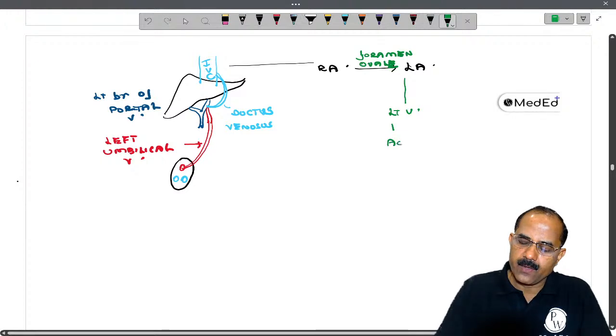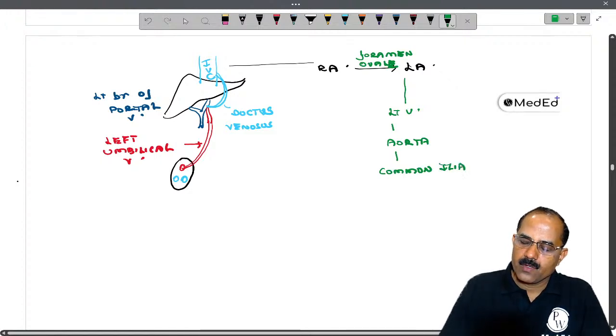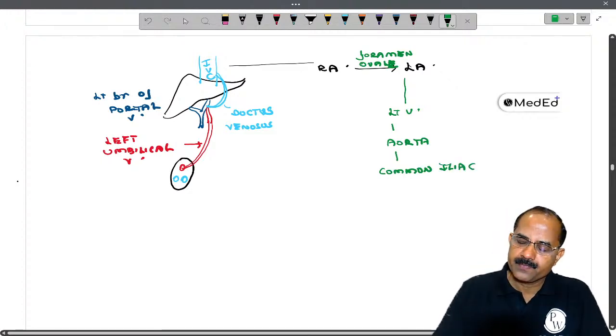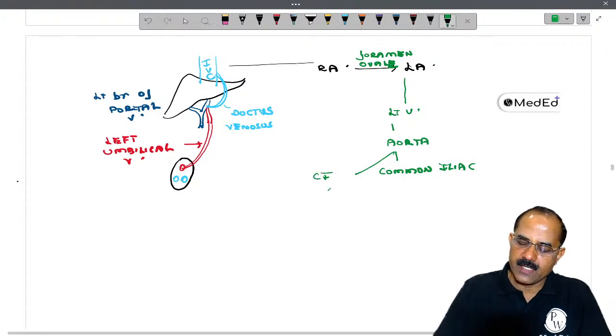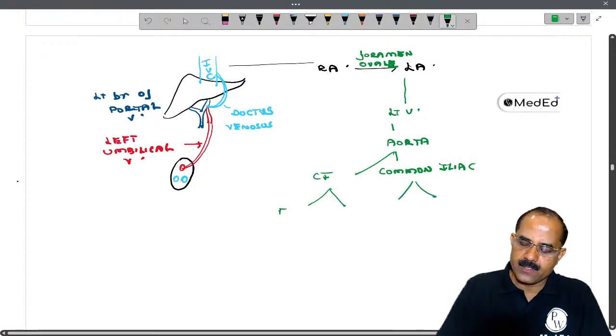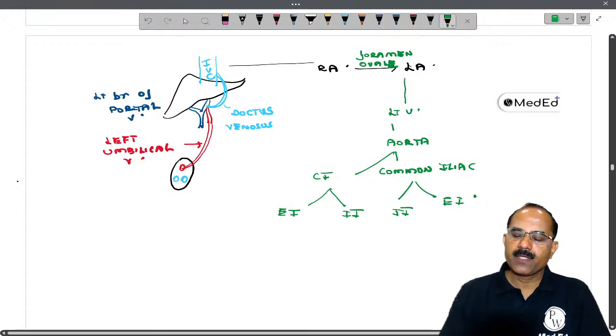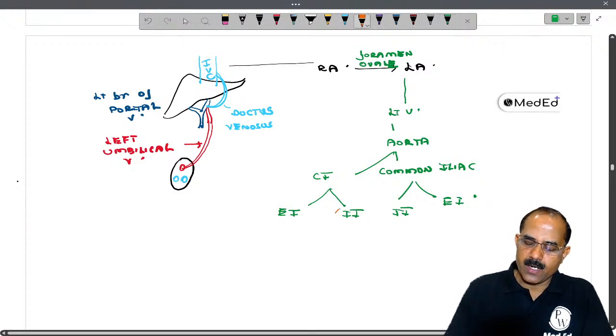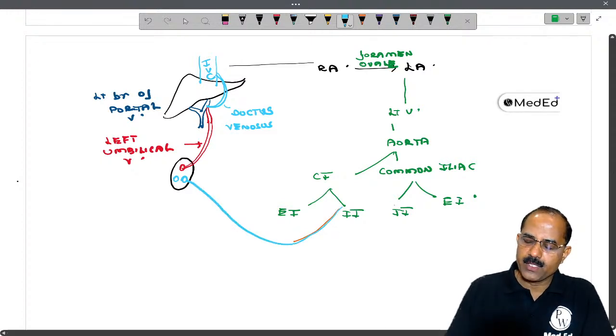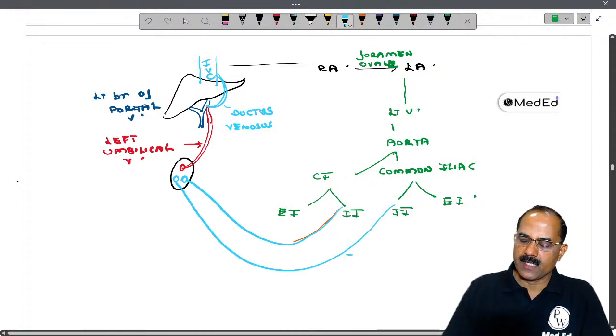Left ventricle से aorta. Aorta divides into two common iliac. I'm writing here common iliac. Common iliac divides into external and internal iliac. Internal iliac and external iliac. And from the internal iliac, there are two arteries which are coming towards the umbilicus. What are these arteries?